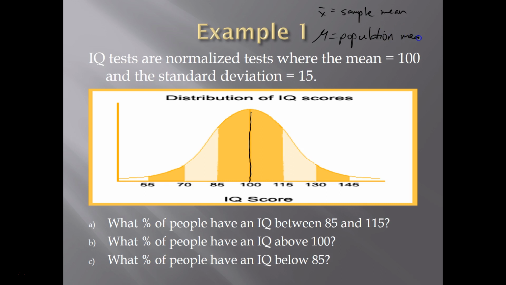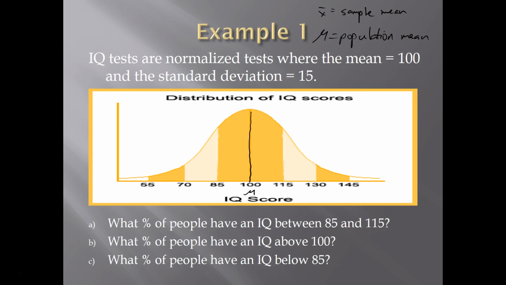All right, so when we're dealing with normal distribution, we're not looking at x bar, the sample mean. We're looking at mu. This 100 is mu, the population mean. That means it's the mean of the entire population. So if I were to ask 100, 1,000, 100,000, a million Americans and ran an IQ test on them, I would get a mean of 100.